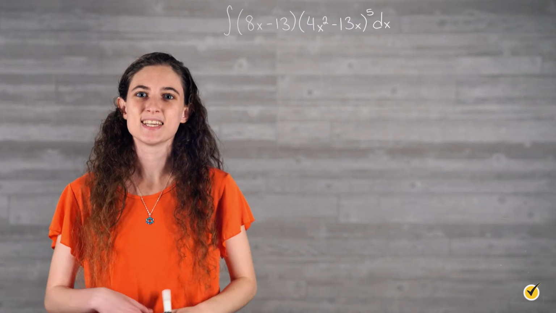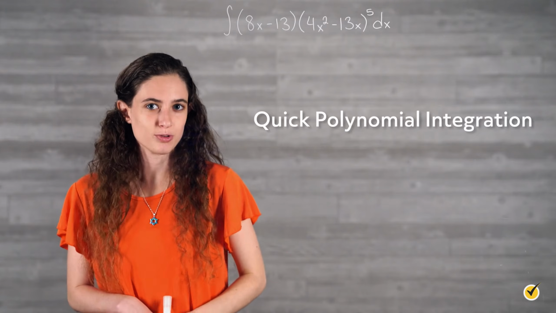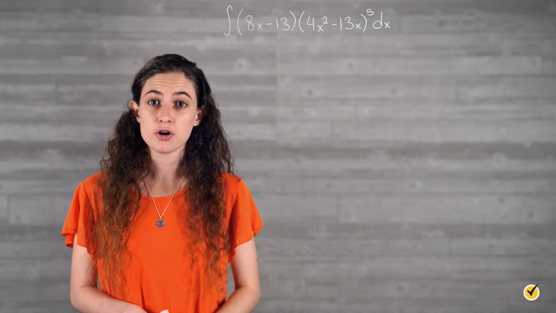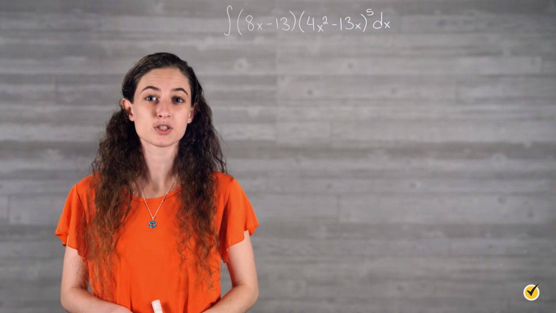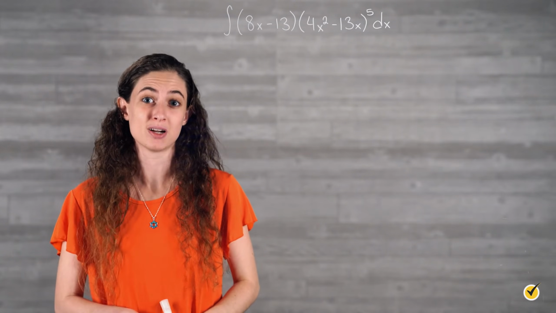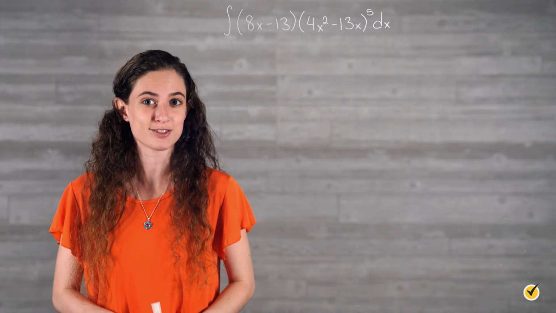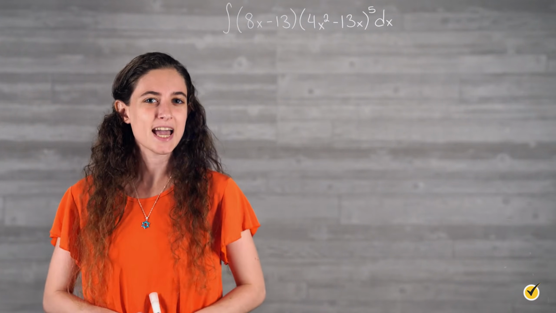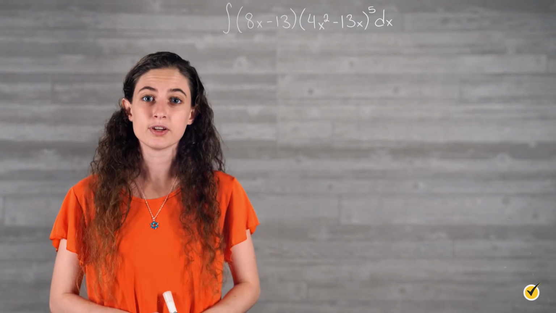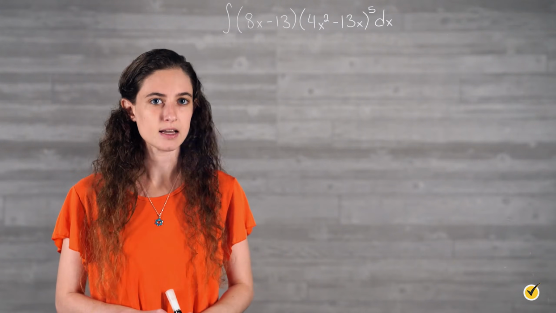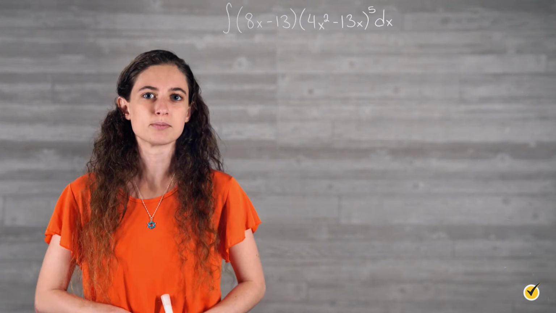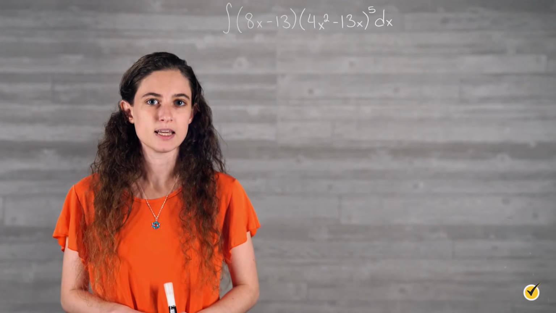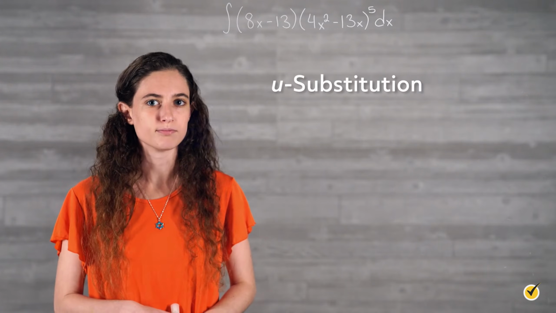At first glance, this seems like a quick polynomial integration, right? Look closely. In order to integrate this as a polynomial, we would need to expand 4x squared minus 13x to the fifth power, then distribute the 8x minus 13 to that gigantic result. A huge amount of work. Notice that 8x minus 13 is the derivative of 4x squared minus 13x. This tells us we can use substitution. Traditionally, the variable u is used in this technique, so it is often called u substitution.